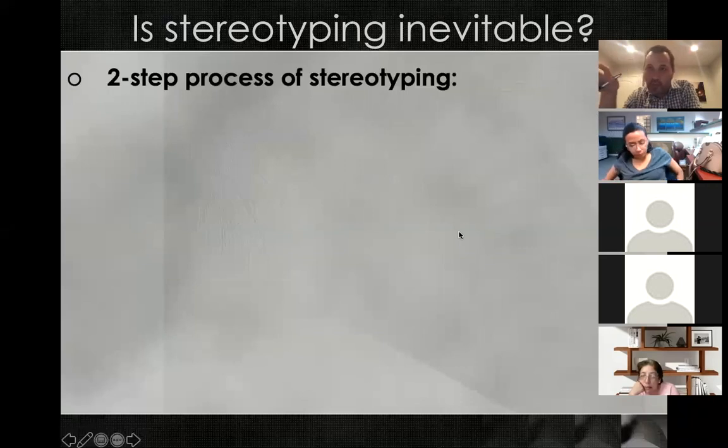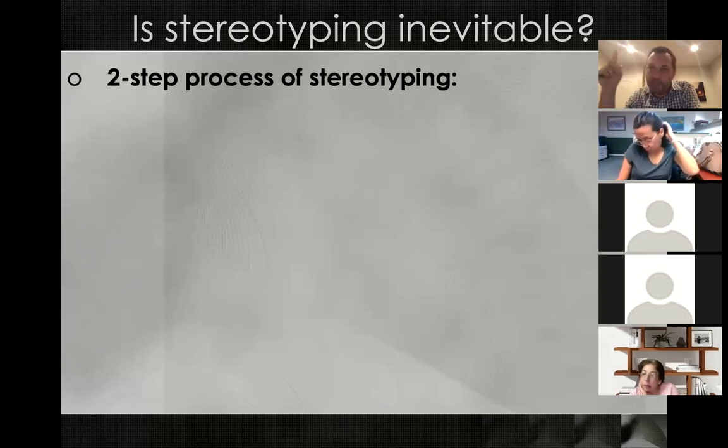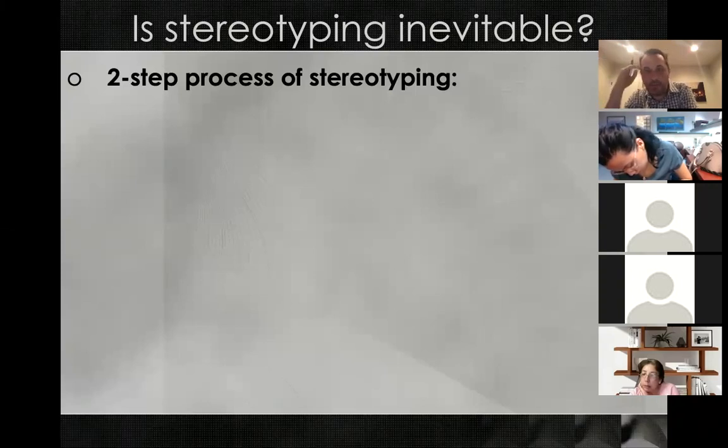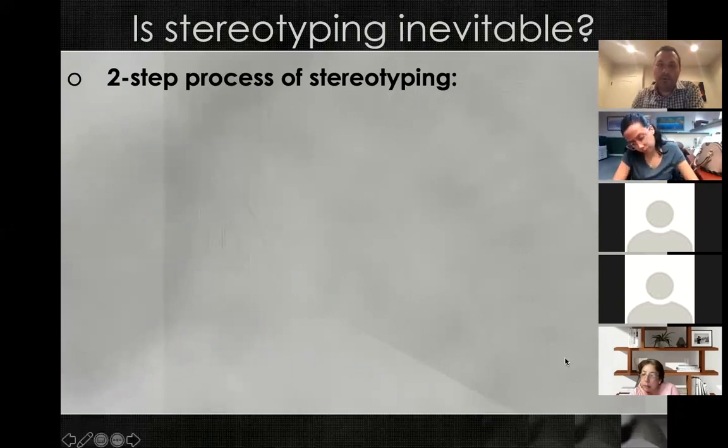Well, in order to answer that question, we have to go into a little bit more of the psychology of stereotyping. And in particular, I want to talk about a very popular theory of stereotyping called the two-step process of stereotyping, which was proposed by a woman by the name of Patricia Devine back in 1989. Here's how stereotyping works according to this model.